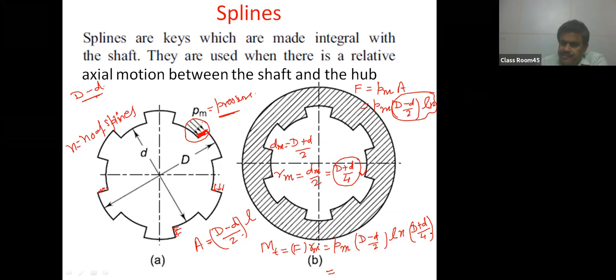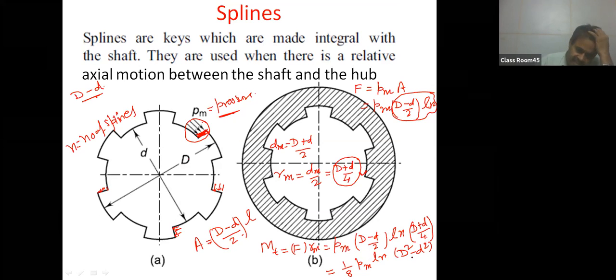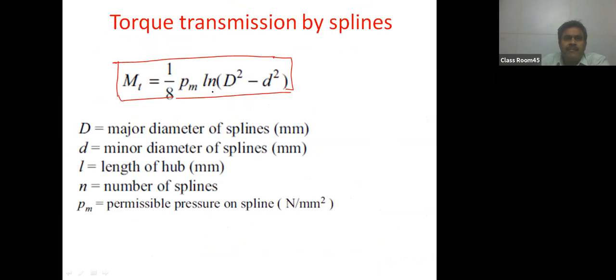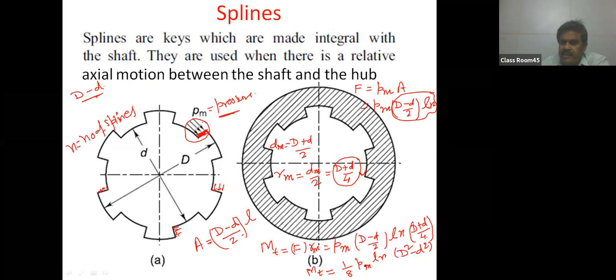Now after solving, 4 into 8, so it is 1 by 8 Pm ln d minus d into d plus d. It is a square minus b square, that is d square minus d square. So 1 by 8 Pm ln d square minus d square, it is the torque produced in case of splines. So I think this is the formula that is written over here. 1 by 8 Pm ln d square minus d square. So we have derived it.